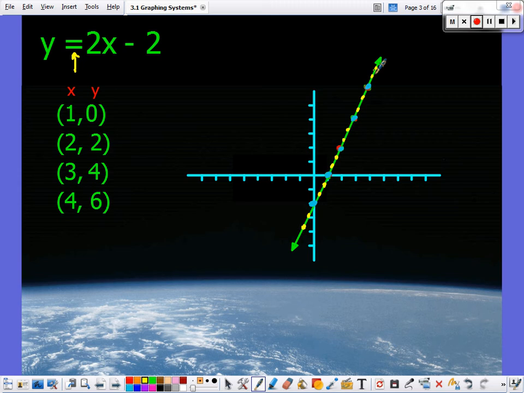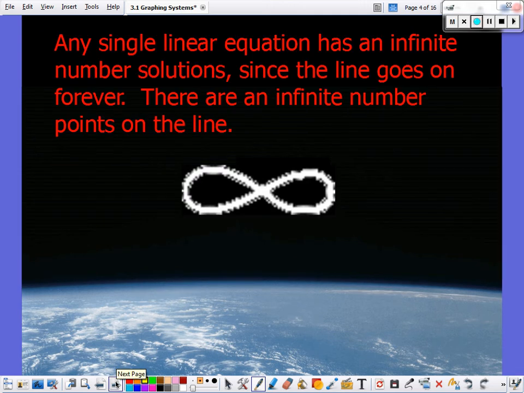To summarize what we just talked about, there's an infinite number of solutions to some type of equation. Here, specifically talking linear, there's an infinite number of dots on that line.